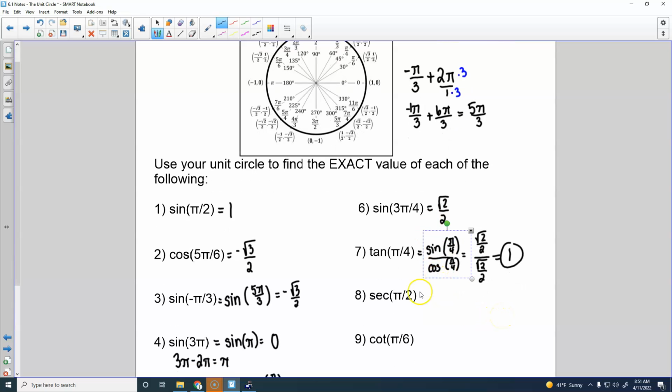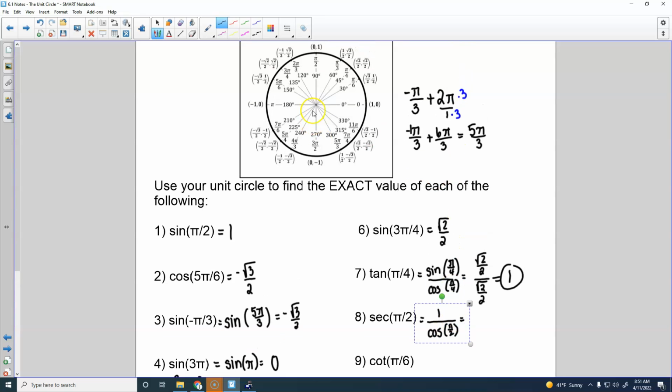So when we see secant of pi over 2, we need to think of that being 1 over cosine of pi over 2. So on our unit circle, we're going to go to pi over 2. Our cosine value, what is our cosine value? It is 0, which is not good because can we divide by 0? No. So secant of pi over 2 is undefined.